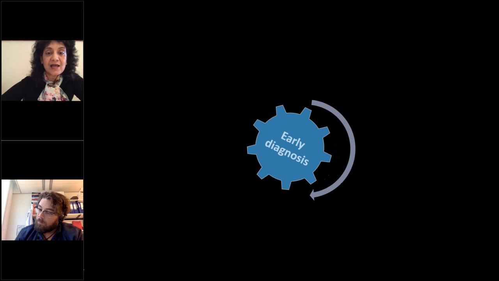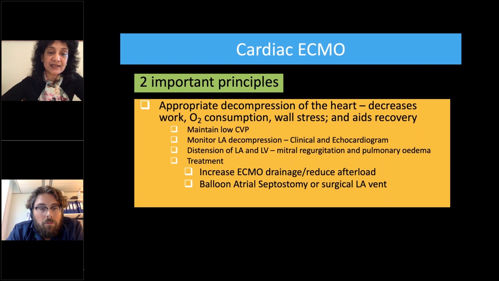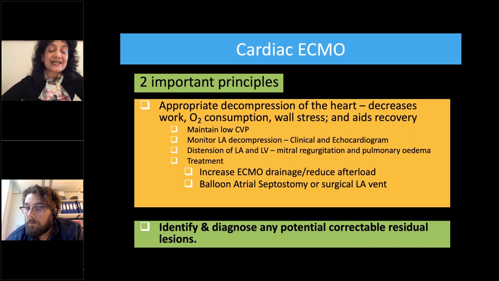So early diagnosis is important because it reduces morbidity. When I talk about cardiac ECMO, I always think of two important principles. The first principle is appropriate decompression of the heart. It decreases the work, decreases oxygen consumption, decreases wall stress, and aids recovery. So it's very important to prevent distension of the left atrium and the left ventricle, which may in turn lead to mitral regurgitation and pulmonary edema. And there are solutions for this. The second important principle is to identify and diagnose any potential correctable residual lesions. And this is very important because unless this has been done, then success from decannulation and subsequent recovery is not very highly likely.